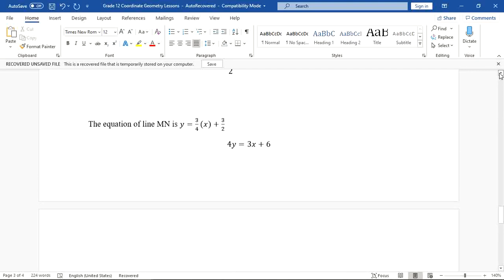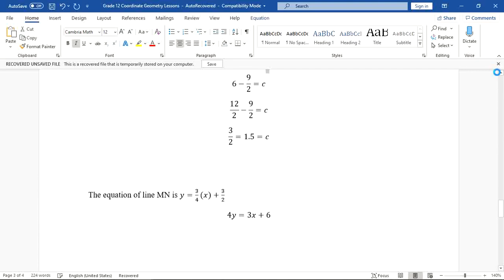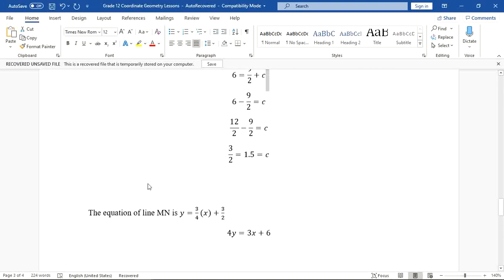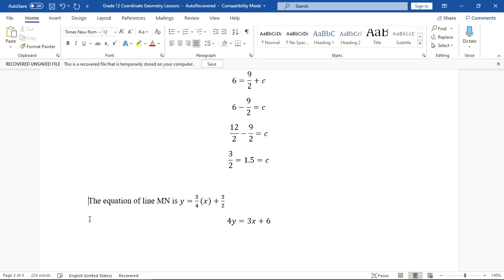So what we need to do now, you say you have the C. You have the C as 3 over 2, and this is your gradient, 3 over 4. So it's 3 over 4x plus 3 over 2. All right, and then you should write it in this form without fractions.